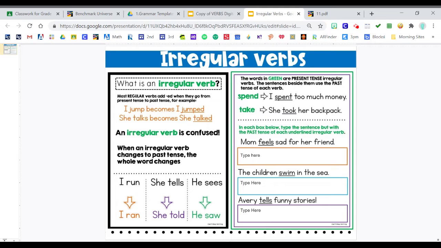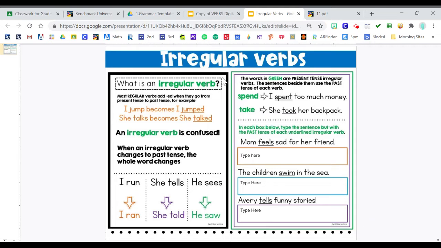But those are regular verbs. Irregular verbs are confused verbs. When an irregular verb changes to the past tense, we don't just add an -ed to the end, the whole word changes. So run turns into ran. Tells turns into told. Sees turns into saw.